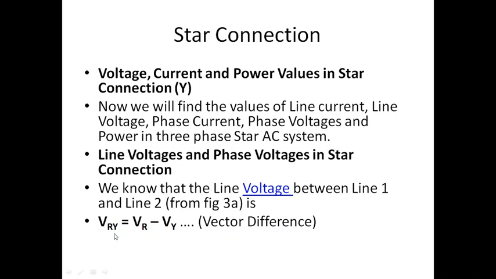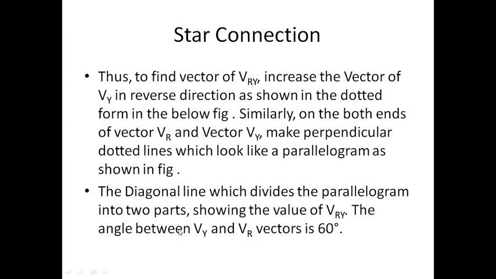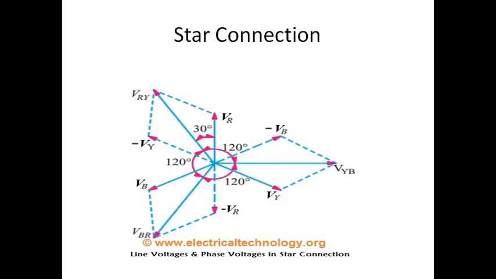And it is specified in this manner. VR is equal to VR minus VY. It is a vector difference. VR is nothing but the voltage present in R, and VY is nothing but the voltage present in Y. So for finding vectors, this is the diagram by which I can solve. This is your phasor diagram.